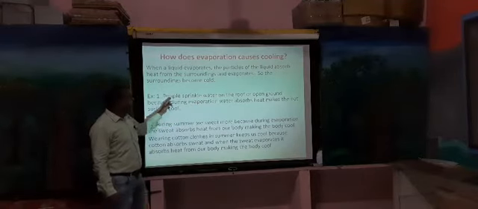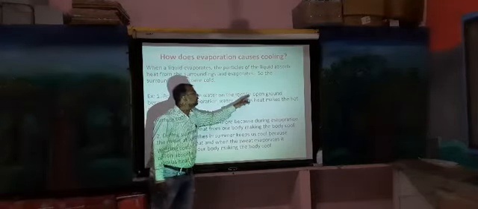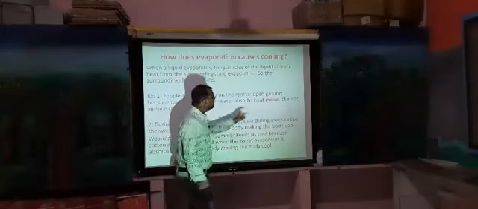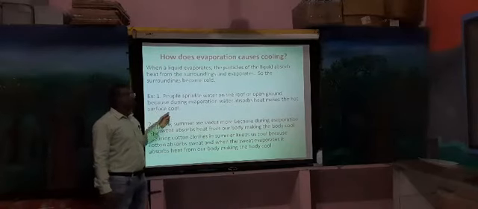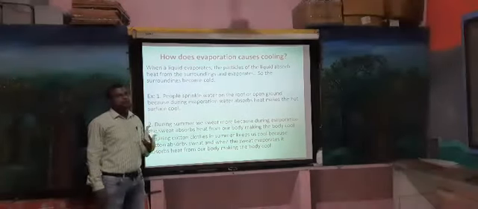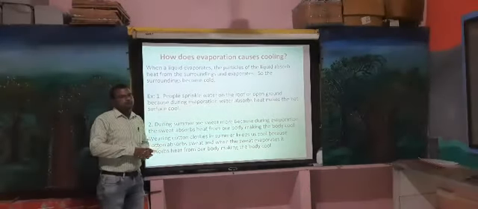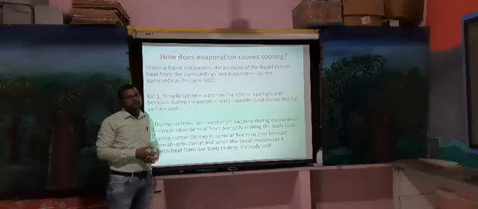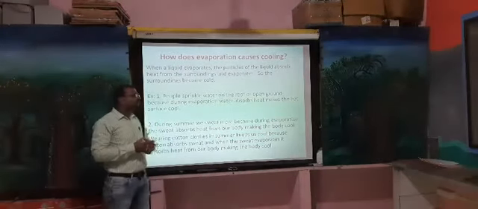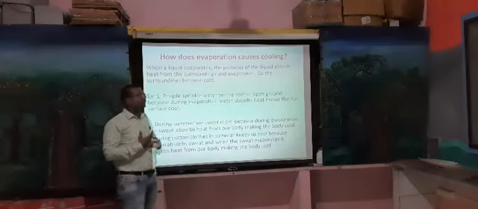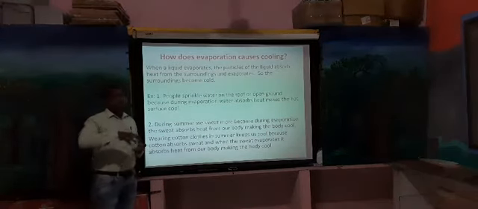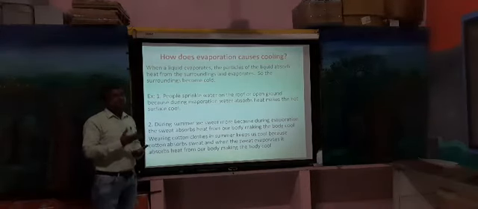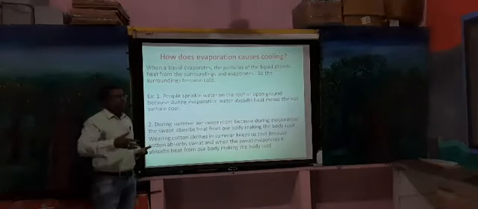For example, people sprinkle water on the roof or open ground because during evaporation, water absorbs heat and makes the hot surface cool. You might see that on your roof or in front of your gate, you sprinkle water. Why? To get cool. How? When you sprinkle the water, it absorbs the heat from the surroundings, and the surrounding place gets cool.